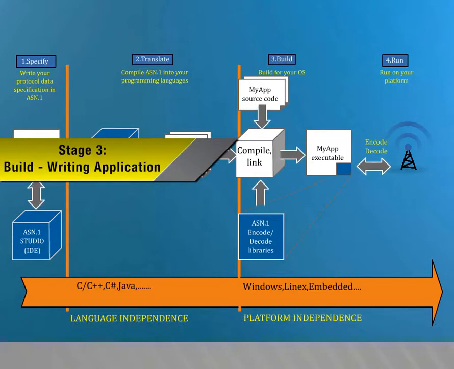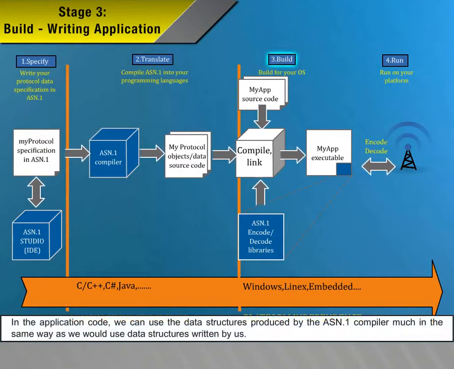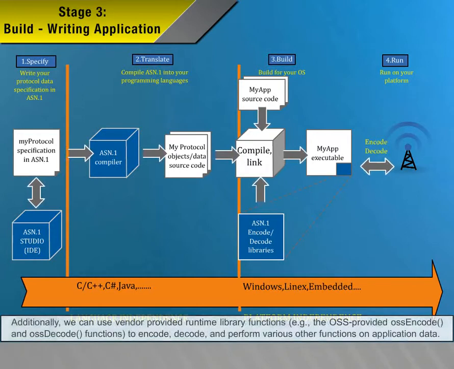Stage 3. Build. Writing application. In the application code, we can use the data structures produced by the ASN.1 compiler much in the same way as we would use data structures written by us. Additionally, we can use vendor-provided runtime library functions, for example, the OSS-provided OSS encode and OSS decode functions to encode, decode, and perform various other functions on application data.